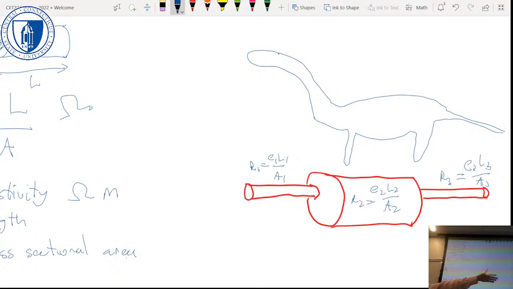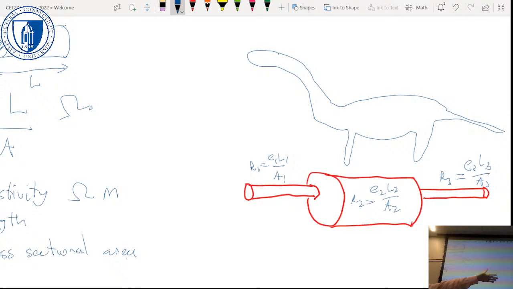But it depends on the sign of alpha, right? For a carbon, alpha is negative, right? So if the temperature goes up, the resistance goes down. Different materials have different alpha coefficients. Some materials have a positive alpha. So if the temperature goes up, the resistance goes up.